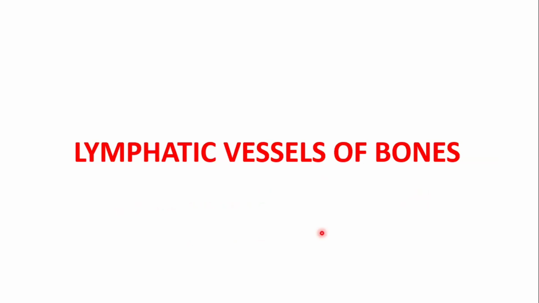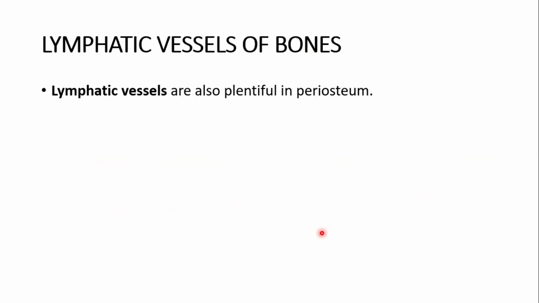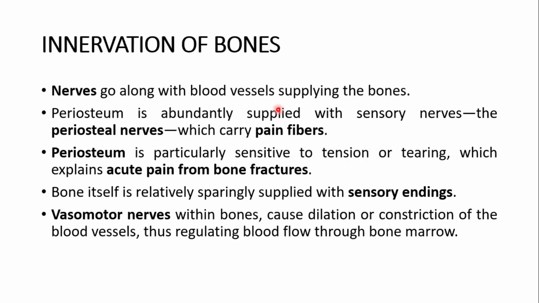Now, also a line about the lymphatic vessels of the bones. Lymphatic vessels are also plentiful in the periosteum. And the innervation in the last. Innervation of the bones. Nerves go along with blood vessels supplying the bones, and the periosteum is abundantly supplied with sensory nerves, the periosteal nerves, which carry pain fibers.